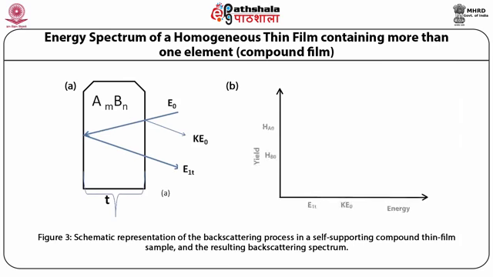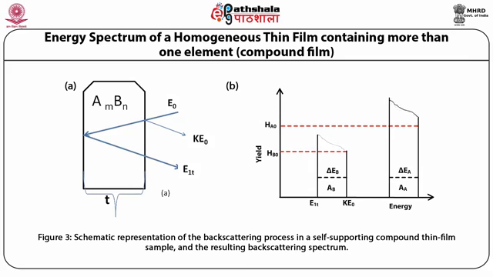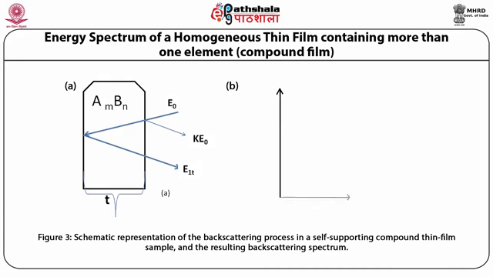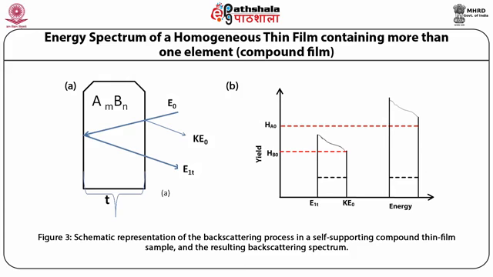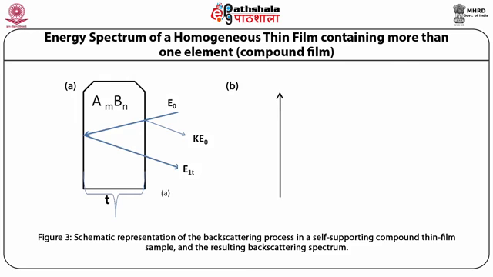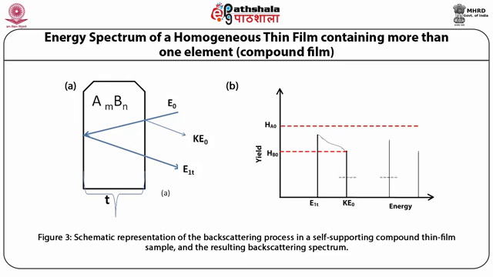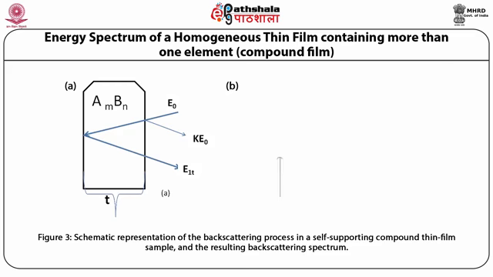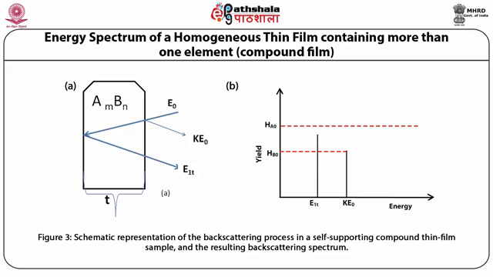The energy spectrum of a homogeneous thin film containing more than one element, or compound films. We'll focus on the analysis of a thin film which is composed of many elements. This is different from single element thin films in many ways. Firstly, due to the presence of different constituent atoms, the energy of the incident particle decreases as there are many interactions with the other elements of the film.